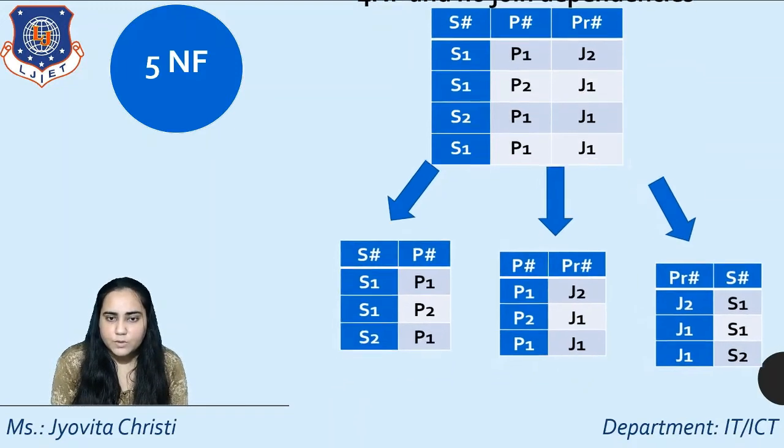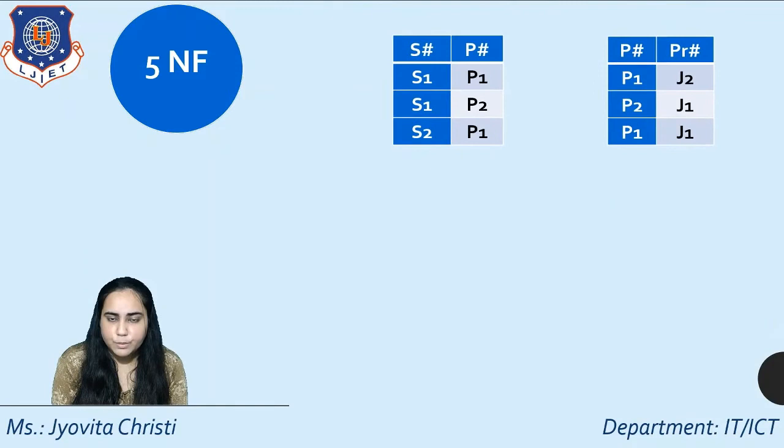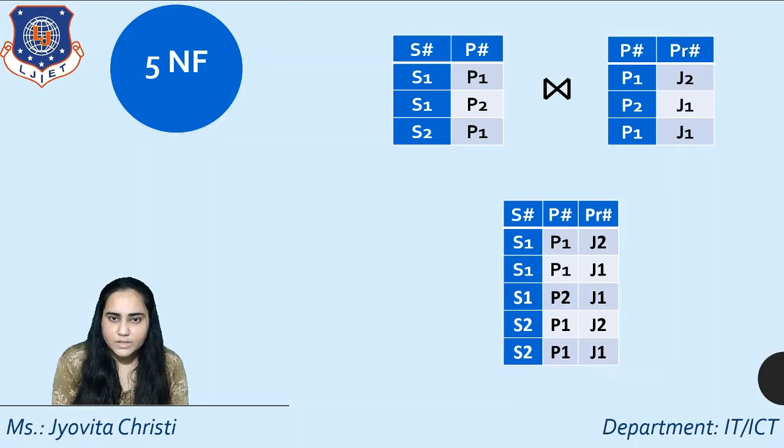Now what we are going to do is use the first 2 parts and perform a natural join between those 2. So this is what you get. Now let's understand how this natural join is happening. Natural joins always work based on a common column between 2 tables.